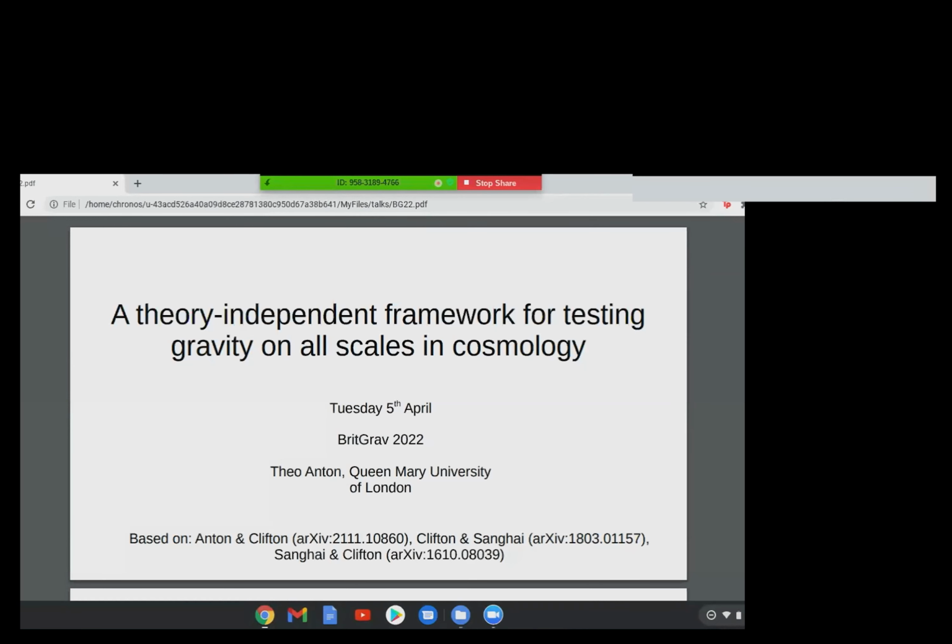So I'm going to be talking about a theory-independent framework for testing gravity on all scales in cosmology, and I'll explain over the next few minutes what I mean by this. This is based on work I've done with my PhD supervisor, Tim Clifton, and also some work he did with Viraj Sangai. You can see the papers this is based on at the bottom of my screen, and I've attached the arXiv numbers for anyone who's interested or wants to read in more detail.